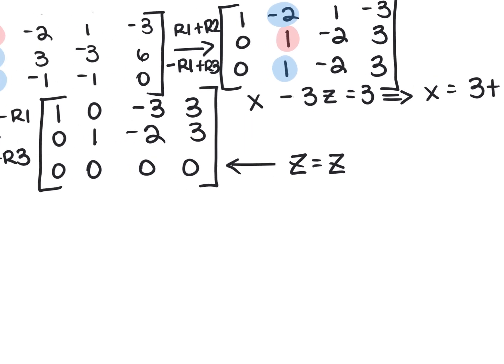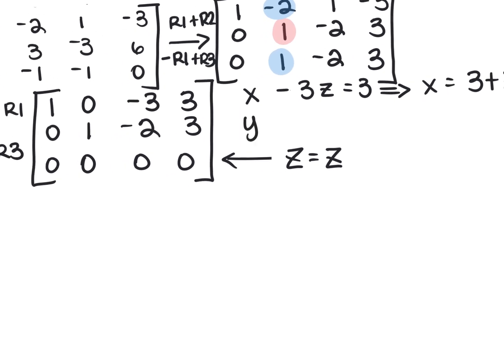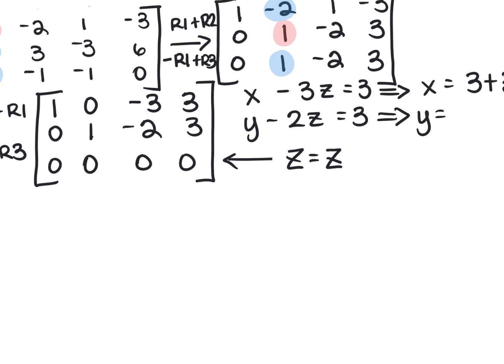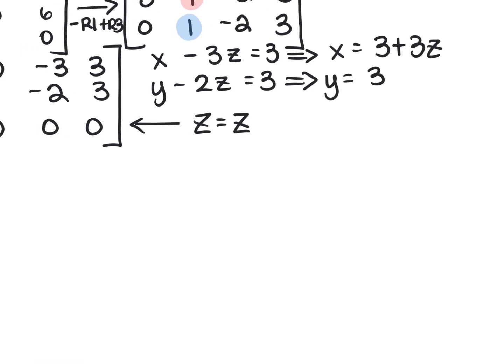And then go down to the second one, and you have y minus 2z is equal to 3. So you're going to solve that for y. So you get y is equal to 3 plus 2z. So as you write this one in, this one will require an ordered triple. So your x value is 3 plus 3z.